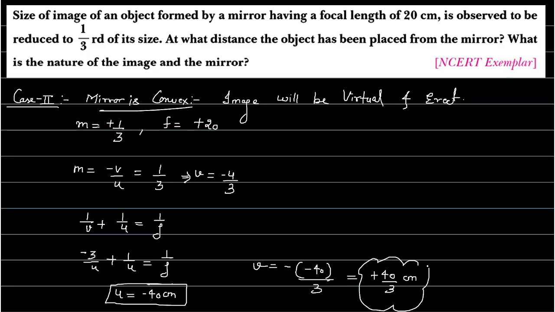Because the image distance comes out to be positive, that means it is on the right side, and definitely it's a virtual and erect image. So it's a beautiful NCERT exemplar question in which you have to take both the cases into account.